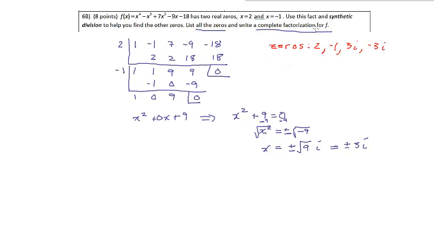And the complete factorization would be f of x. And we just turn these zeros into factors. x minus 2, x plus 1, x minus 3i, and x plus 3i. This is the complete factorization.